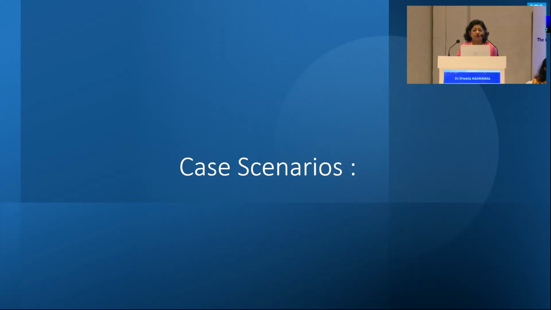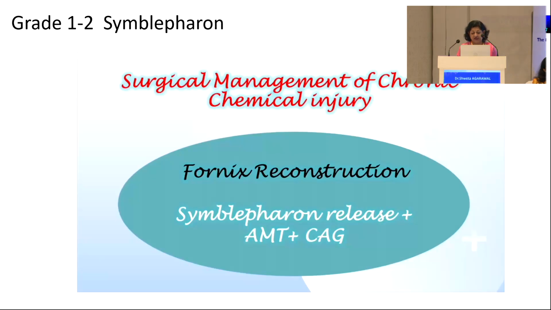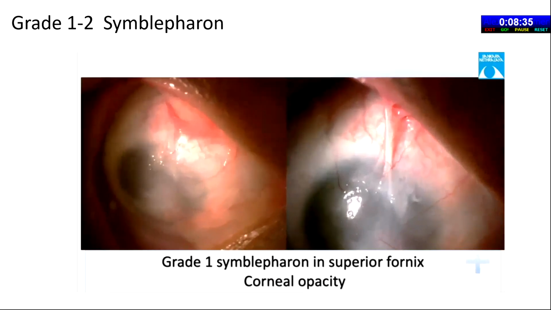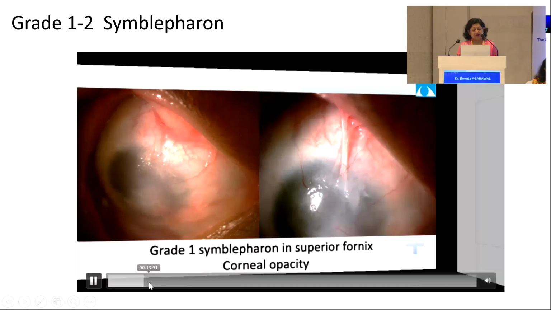Now let me take you through a few case scenarios to understand how we deal with these different grades differently. Now to start with, in a chemical injury with a grade 1 to 2 symblepharon, as was done for this patient who primarily wanted a cosmetic outcome. This was a grade 1 or 2 symblepharon that we were dealing with a corneal scar.